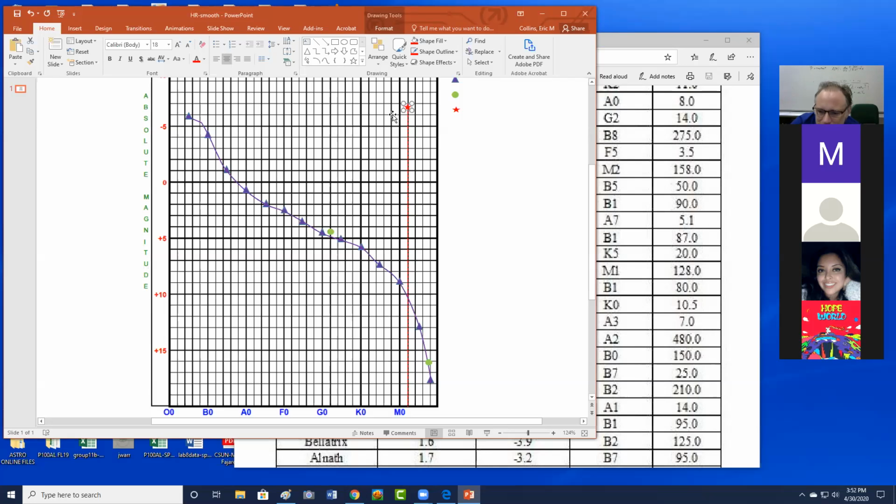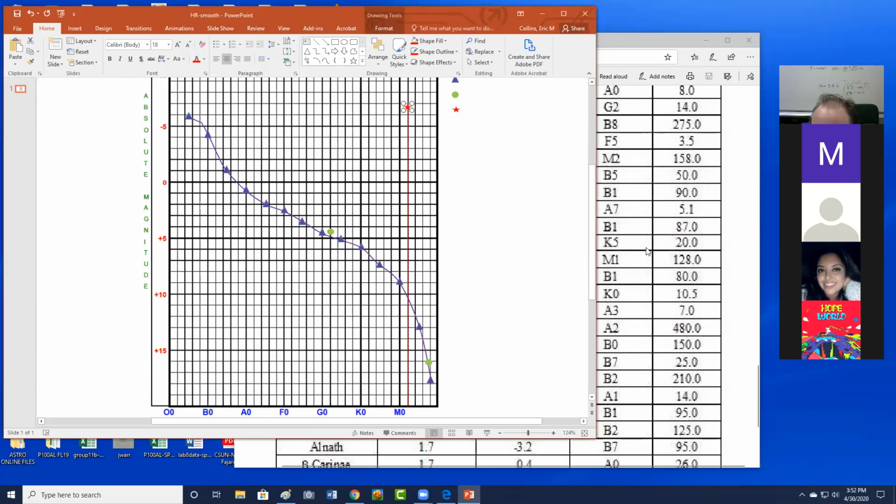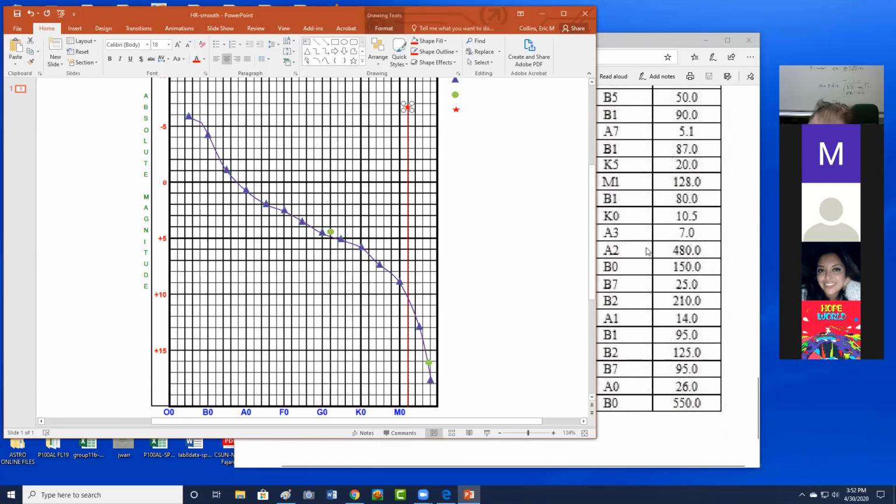Professor, I have another question. Yes, go ahead. Okay, so we need to plot all of the tables, from table 3, right? And all of the tables. Yes. Table 1, 2, and 3. Plot all of those. Yes.